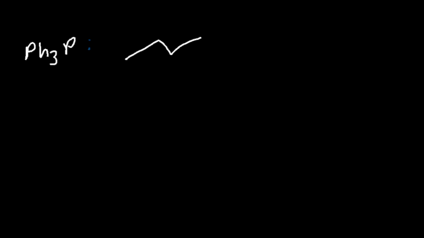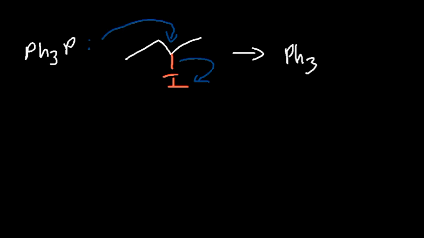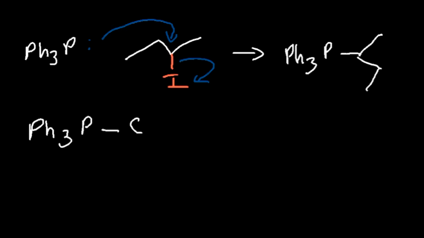Let me show you the mechanism for this reaction. So the first thing that happens, triphenylphosphine reacts with 2-iodobutane. The phosphorus atom is a very good nucleophile, and so it attacks the carbon from the back, expelling the iodine group. So now we have a phosphorus attached to a carbon that has a methyl on one side and an ethyl on the other side. But I'm going to redraw it like this. This carbon has a methyl group, a hydrogen, and an ethyl group.